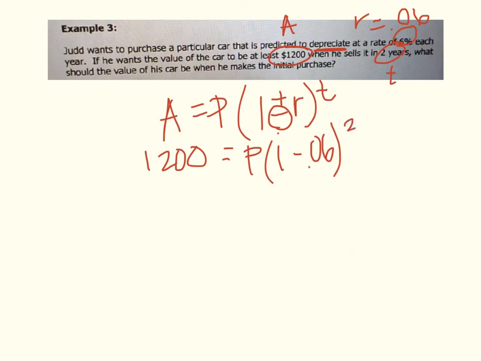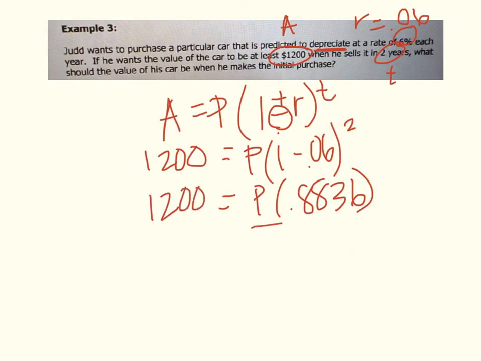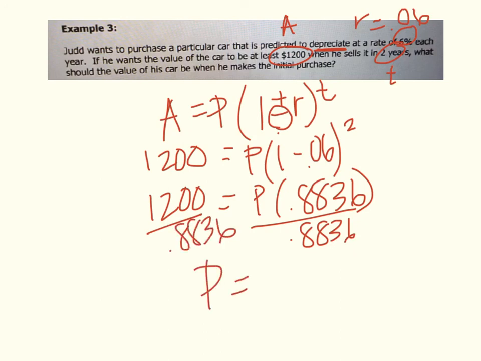If I go ahead and simplify 1 minus 0.06 raised to the 2nd power, that's going to give me P times 0.8836 equal to 1,200. And when I divide both sides by 0.8836, my principal or my starting amount is going to be $1,358.08.